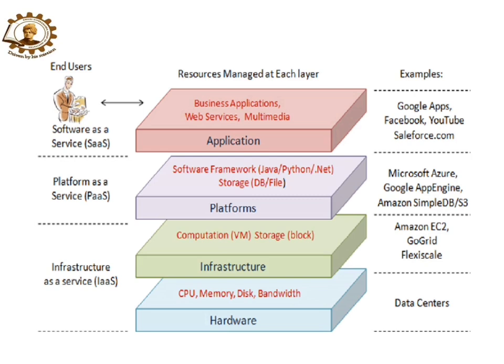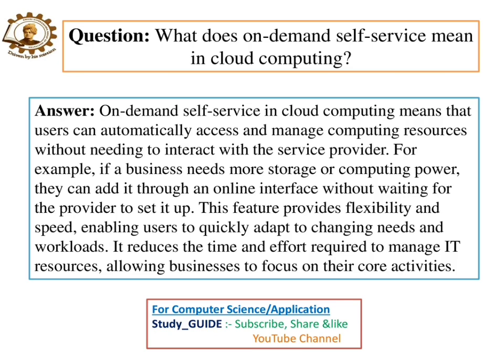As you can see on the screen, the different examples of the components, like for software as a service, Facebook, YouTube, etc. Platform as a service, Google App Engine, Amazon DB/S3, etc. Infrastructure as a service, Amazon EC2, FlexiScale, etc. And the last is the hardware section, where the data center is.